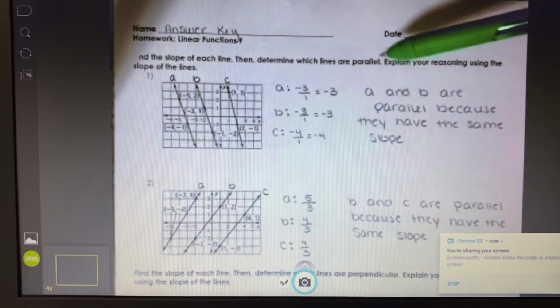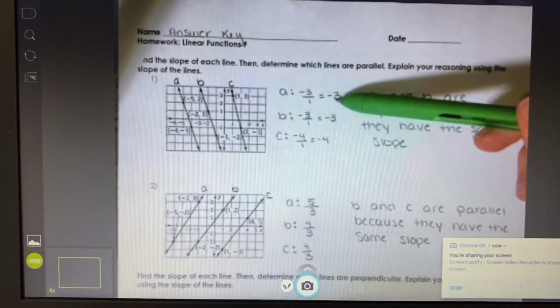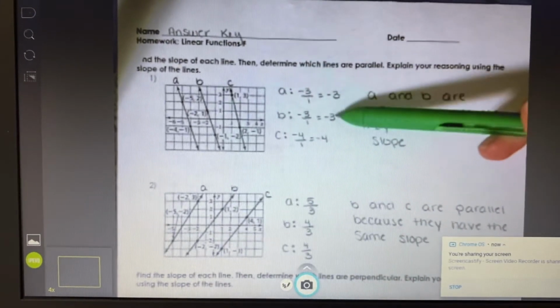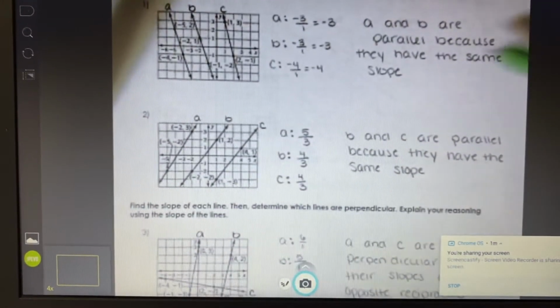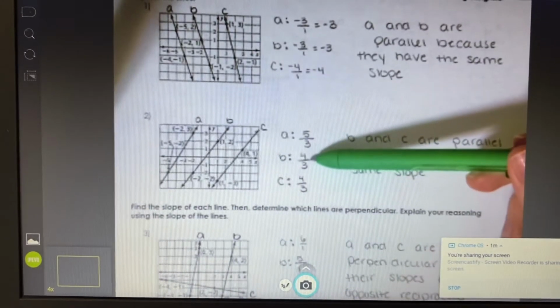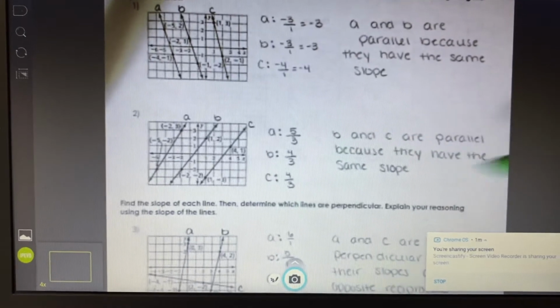So the lines are parallel if they have exactly the same slopes. So same sign and same number, like lines A and B. So lines A and B are parallel. For number 2, you should have ended up with the same slopes for line B and C. So line B and C are parallel.